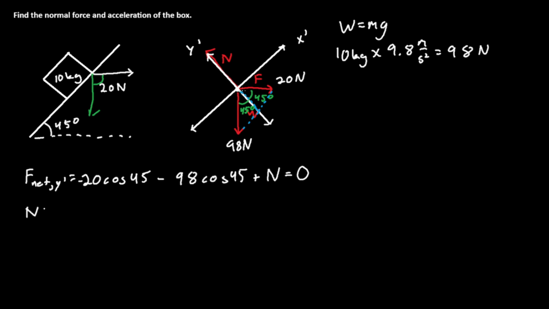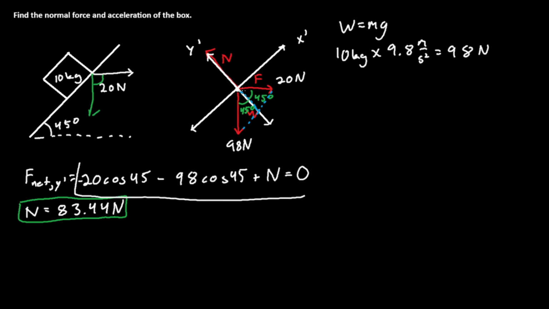So if you do a little bit of algebra, in the end, you get that the normal force is equal to 83.44 newtons. So the normal force here, if I were to just look at this equation, sets the normal force equal to 83.44 newtons in this direction here. So this is 83.44 newtons. Now, what do we do next?